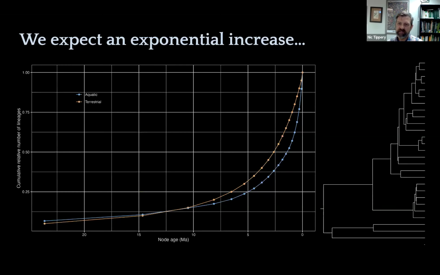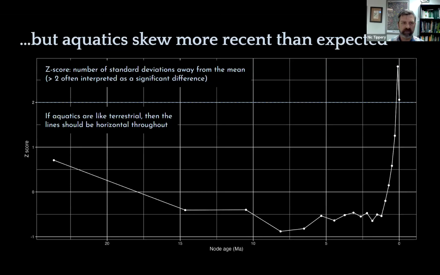We see an exponential increase in lineages, whether you're looking at terrestrial or aquatic lineages. This obviously goes along with just having a phylogeny. With the dichotomous branching of a phylogeny, you get more and more lineages exponentially toward the present. But there's a little bit of a pattern where the aquatics have a skew toward more recent than even the terrestrial, also illustrated here.